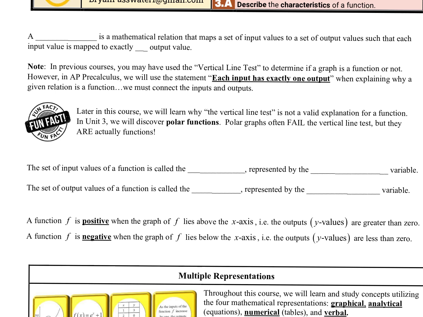Go. A blank is a mathematical relation that maps a set of input values to a set of output values. So what is that blank? A what? Starts with an F. A function. All right, it's a function. And so that each input value is mapped to exactly how many output values?